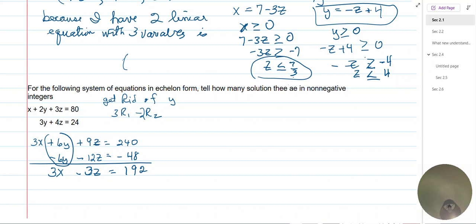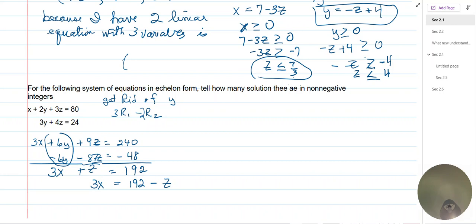Oh, that's not a 12, that's an 8. It's not by 3. That's going to be a z. Sorry about that bad math. So I'm going to have 3x equals 192 minus the z. And we're just solving for what we have here, right?